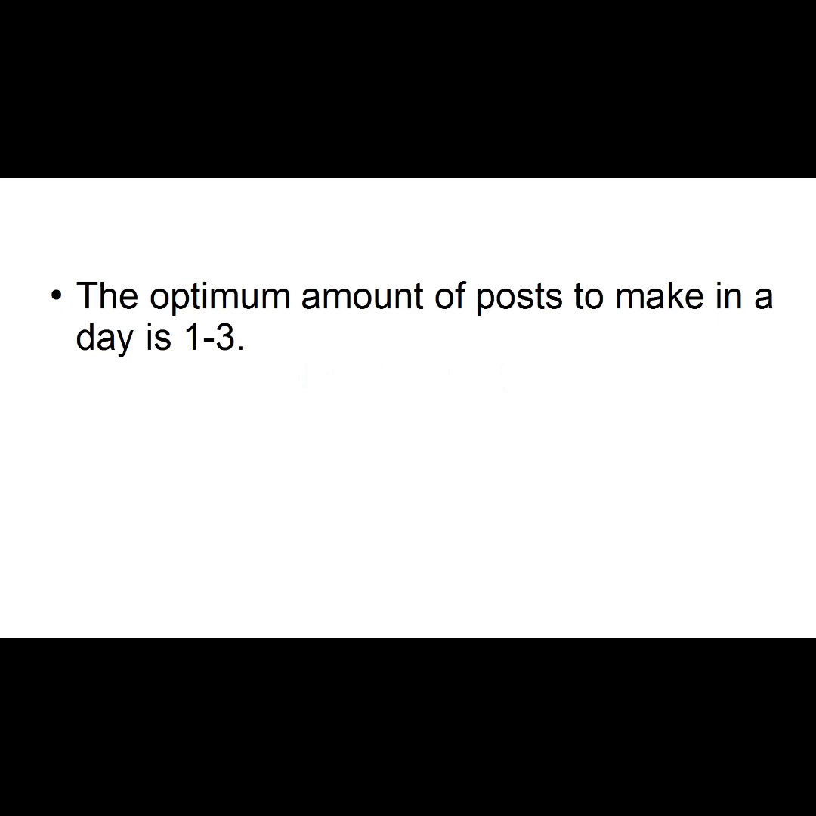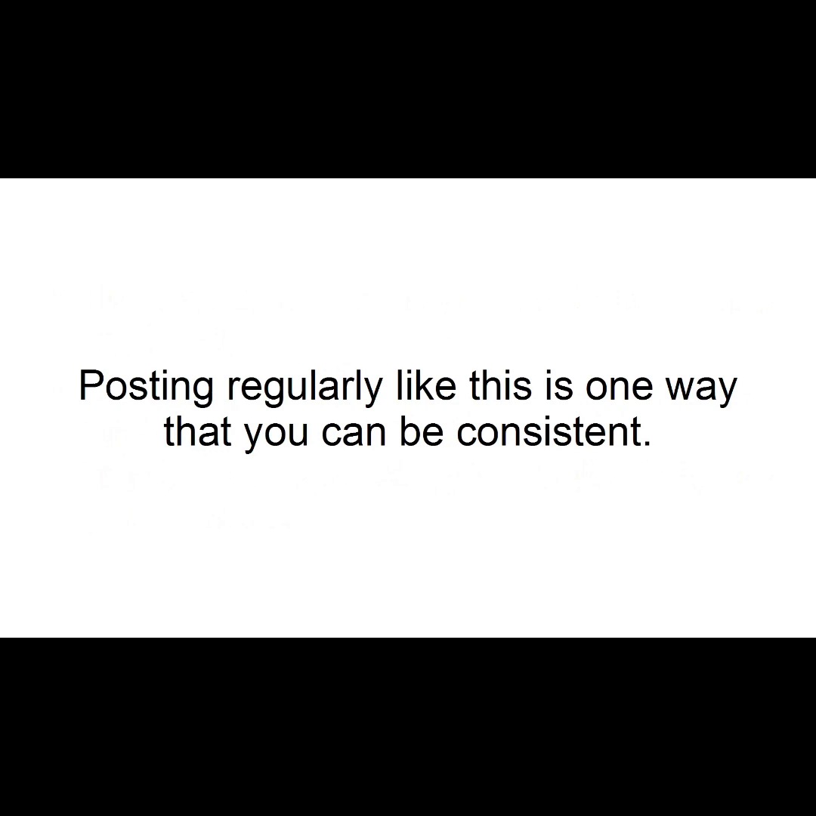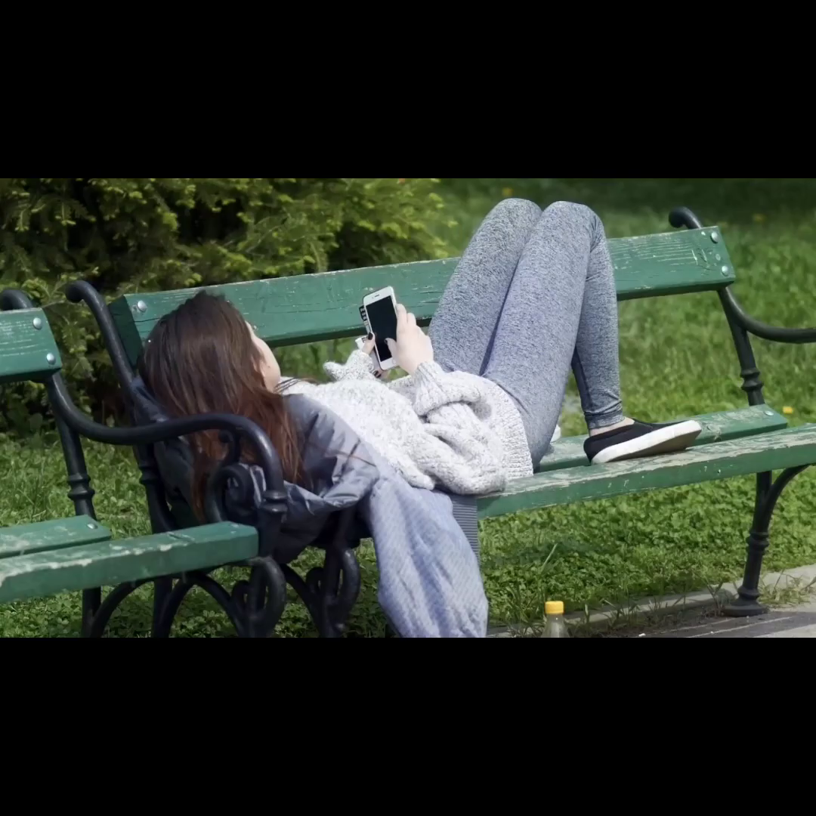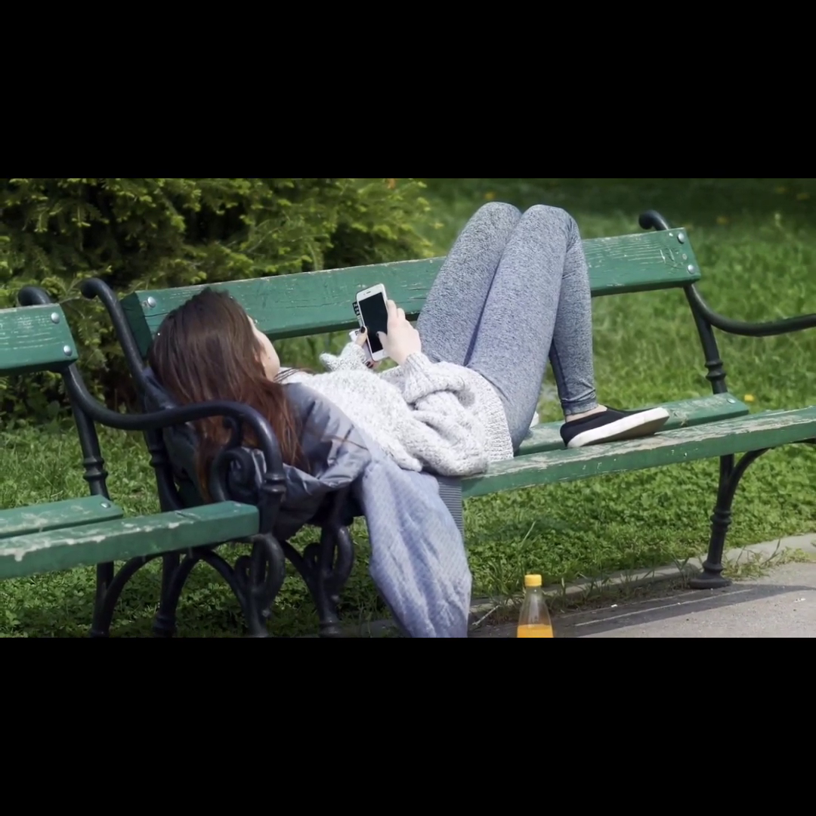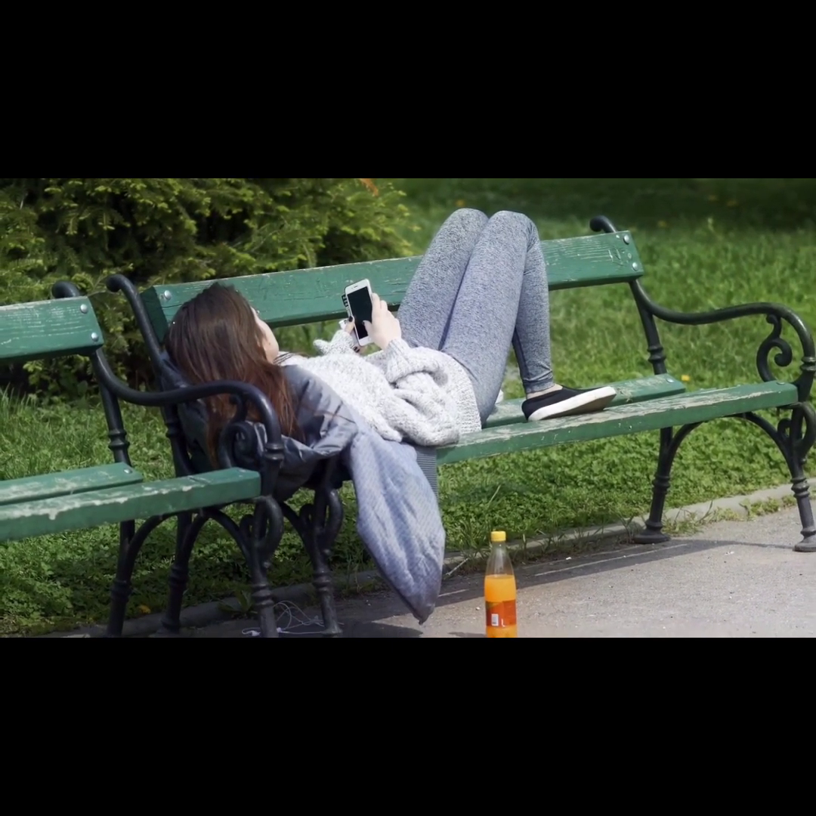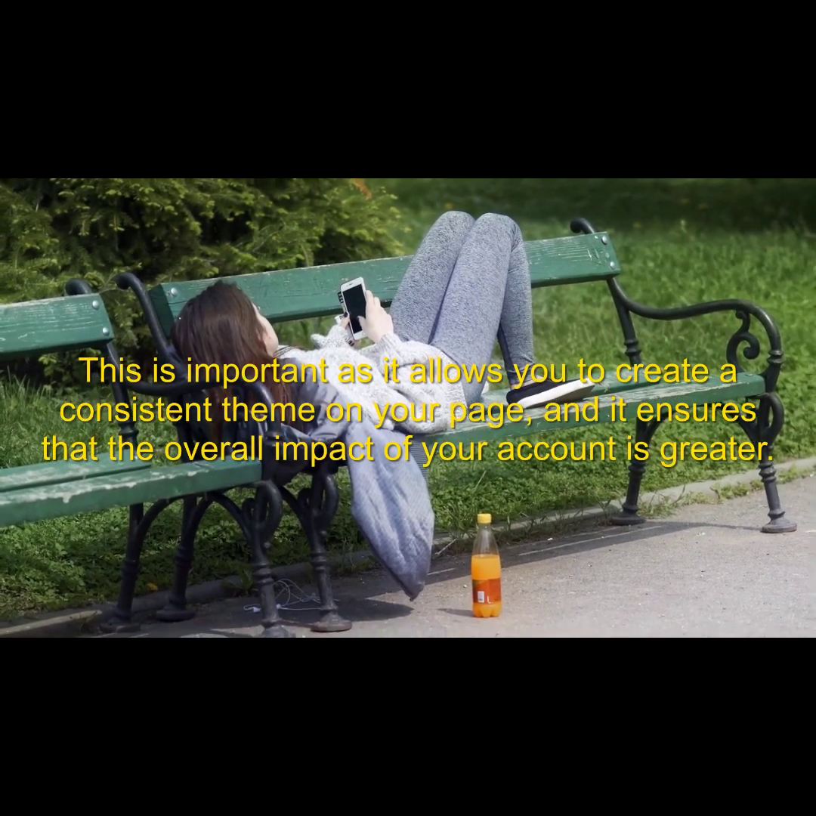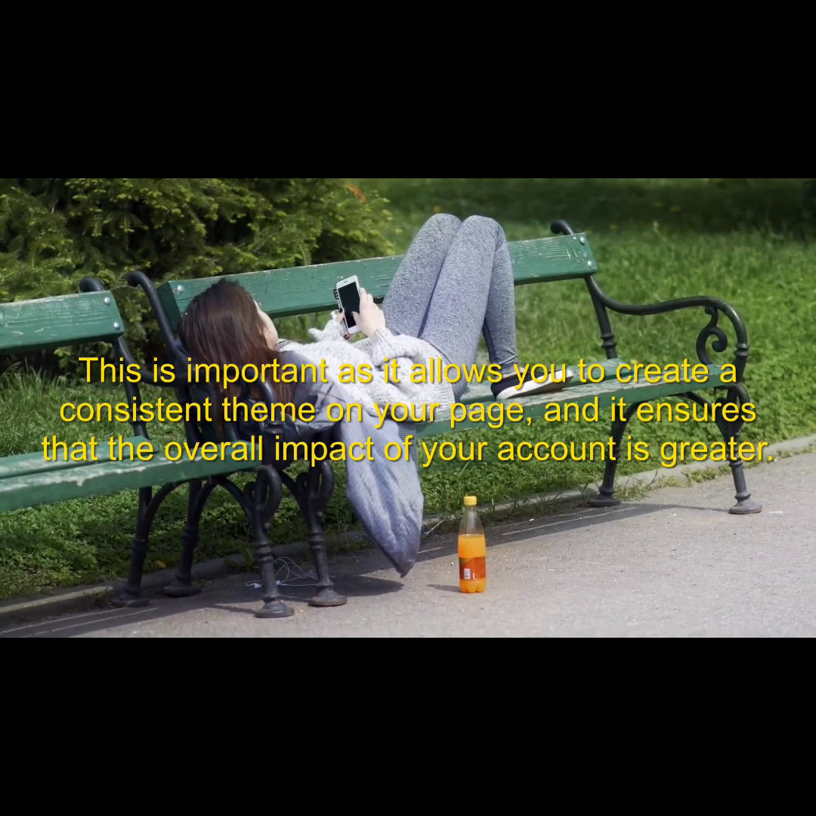1. Post regularly. The optimum amount of posts to make in a day is 1 to 3. This has been demonstrated across many accounts, as it ensures that enough people actually get to see and engage with your content. 2. Be consistent. Posting regularly like this is one way that you can be consistent. Another is to post content that is always on brand, and that matches the tone of your previous images. In fact, many businesses recommend using the same filter on every single image. This is important, as it allows you to create a consistent theme on your page, and it ensures that the overall impact of your account is greater.